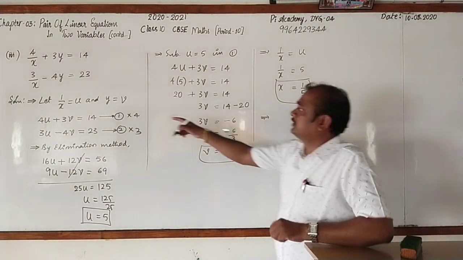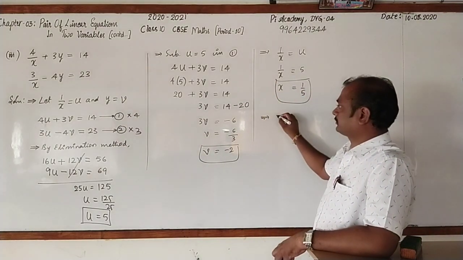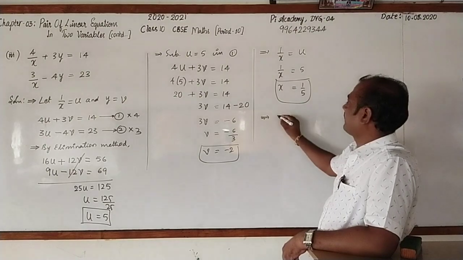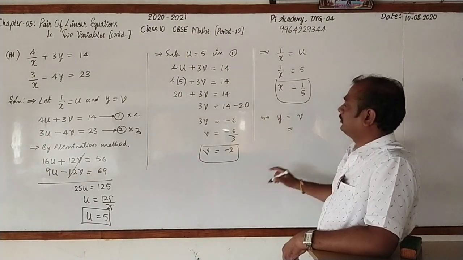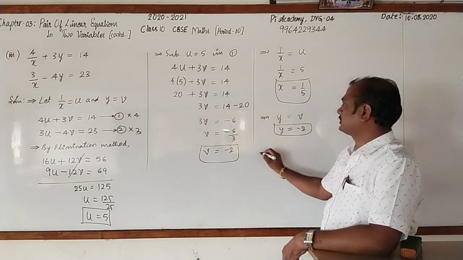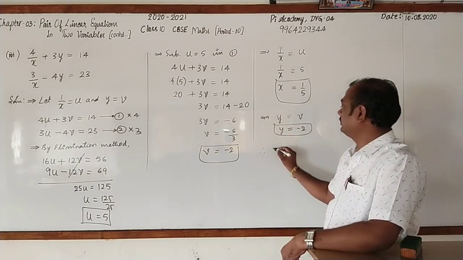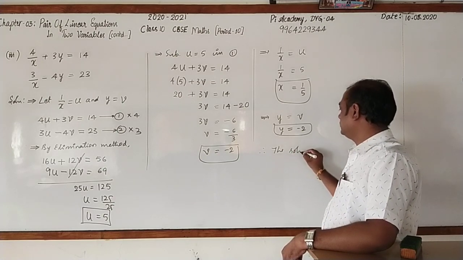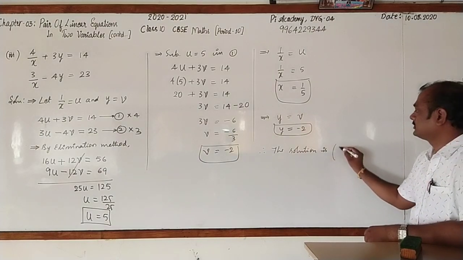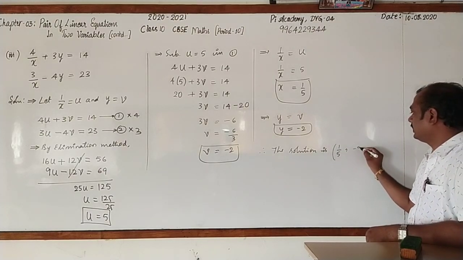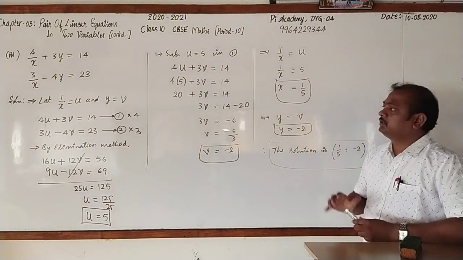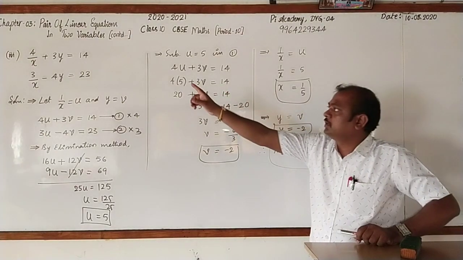Let us take the second assumption, that is y is equal to v, where v is minus 2. y equal to minus 2. Therefore, conclusion, the solution is x is 1 by 5 and y is minus 2. Clear? Yes. Please go for copying from there to here.